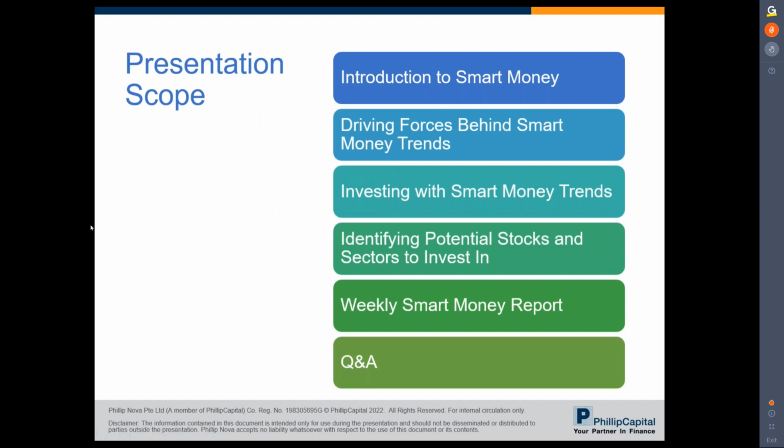This is the presentation scope which I will cover today. I will present a brief introduction on what smart money is about, its driving forces, how to use smart money charts, and also using it to identify potential stocks and sectors to invest in. And lastly, I will share with you about my weekly smart money reports and how you can get hold of them. You can post your questions in the question box and I will answer them during the Q&A session at the end.